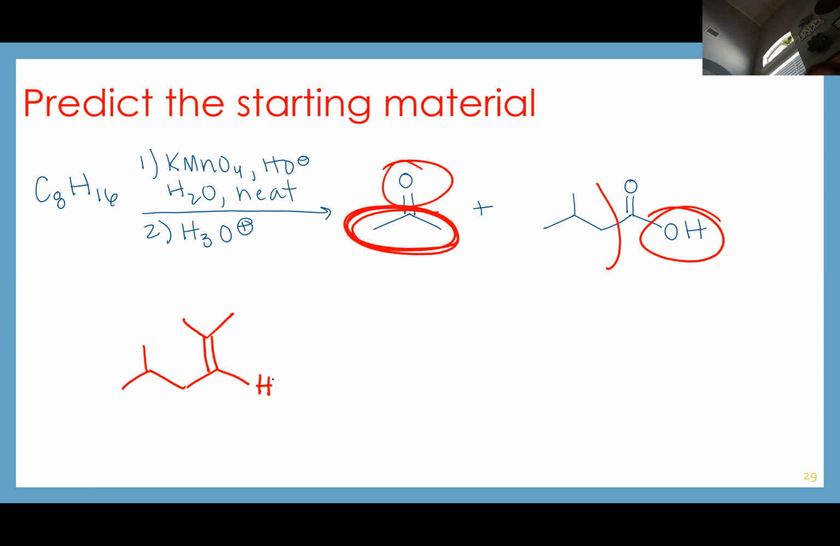And then when you do this type of problem, it wouldn't hurt to double check yourself. Like if I broke it up here through oxidative cleavage, would this give me this ketone? And would this give me this carboxylic acid? So I think this problem seems a lot more challenging than it is.